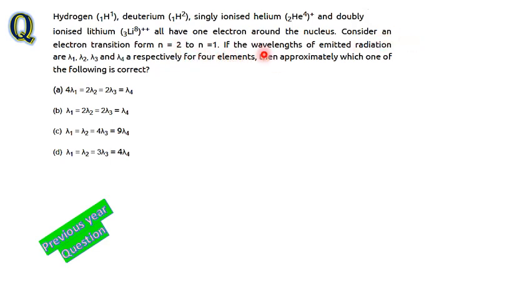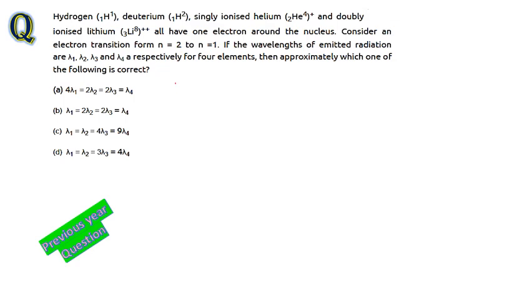Then the wavelength is emitted as radiation. For hydrogen it is lambda 1, for deuterium lambda 2, for helium lambda 3, and for lithium lambda 4. So what are the values according to this? You already know this, and I just mentioned the lambda values here.